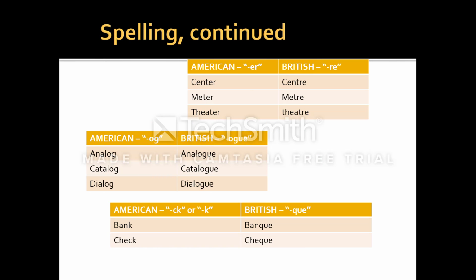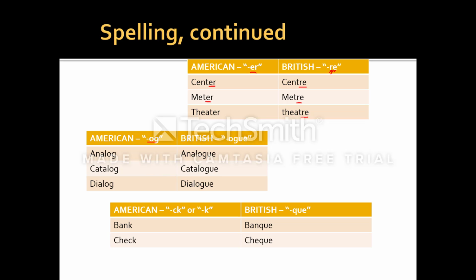In American English, we have ER, but in British English, we have RE. See over here, for center. For center, we have ER, CENTER. But in British English, we use CENTRE. For meter, we say M-E-T-E-R, meter. But in British English, it's converted to R-E, M-E-T-R-E. Theater. For theater, we have T-E-R, but we have R-E in British English, T-H-E-A-T-R-E.